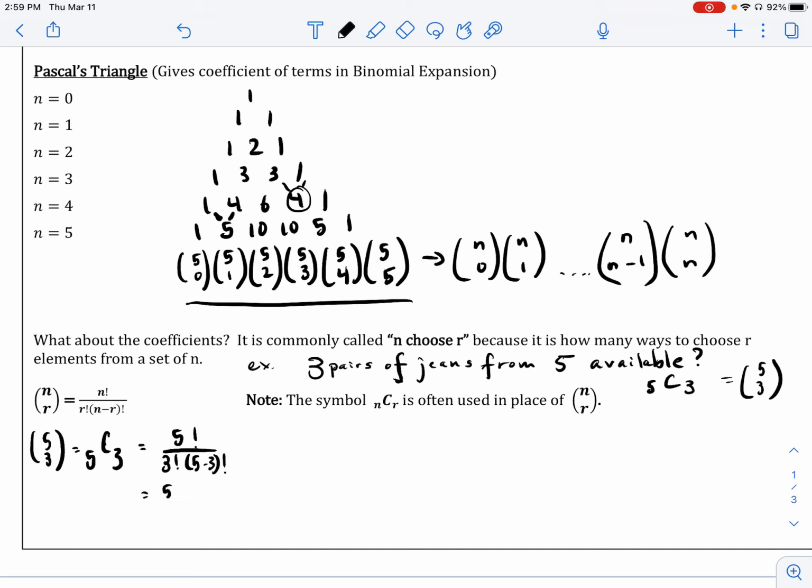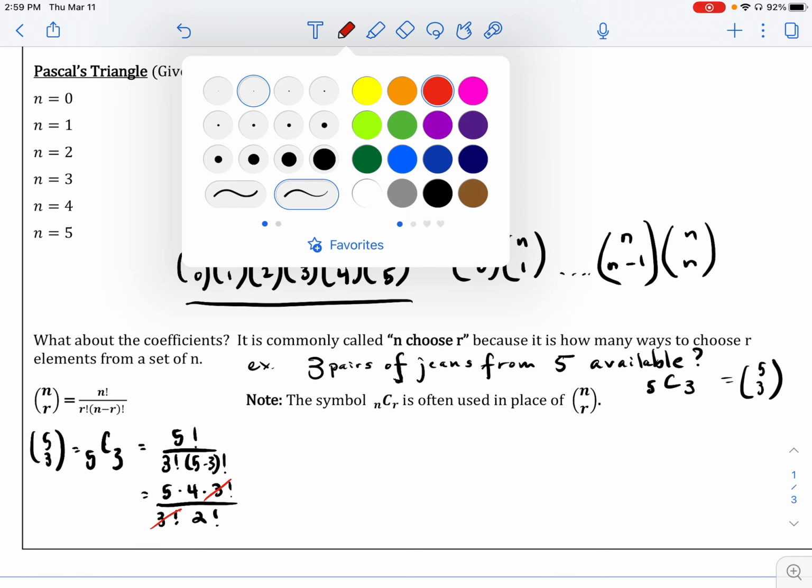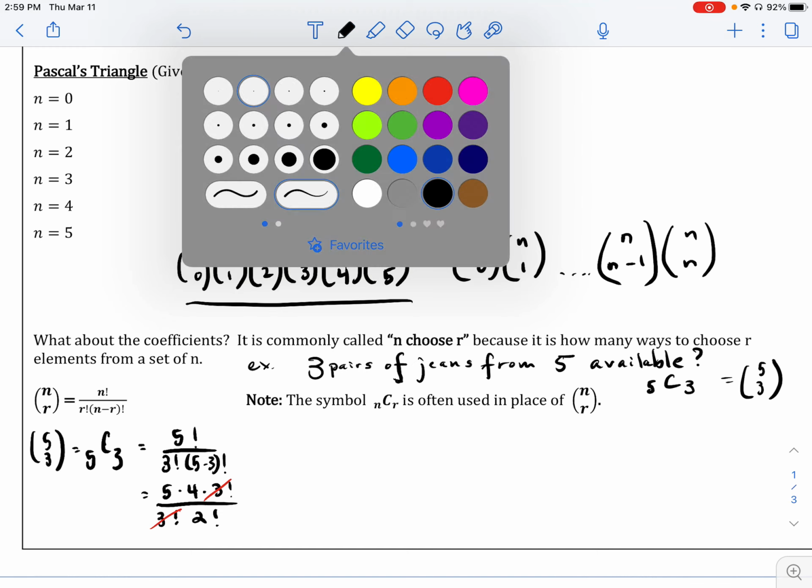And if we remember how to simplify factorials, we would just expand the larger factorial until we get something that can be easily divided out. And now I see that 3 factorial would divide out. 2 goes into 20 10 times, and so this would all just be equal to 10.